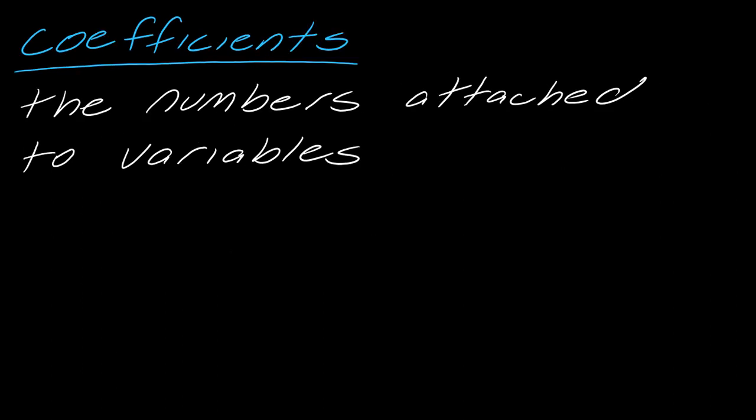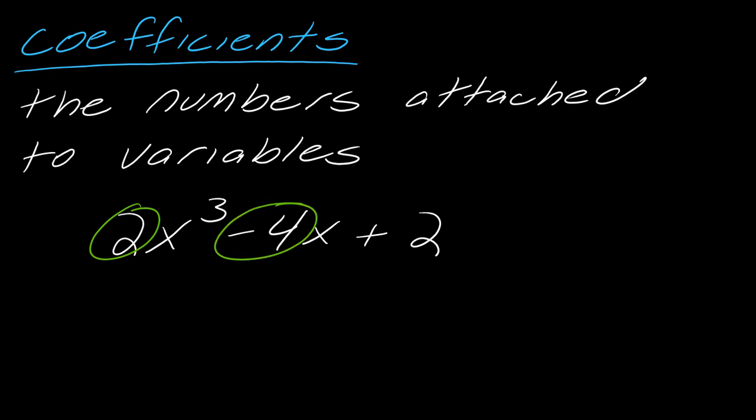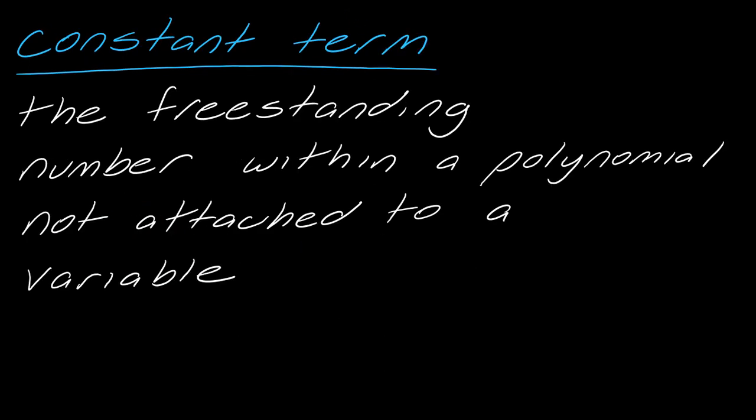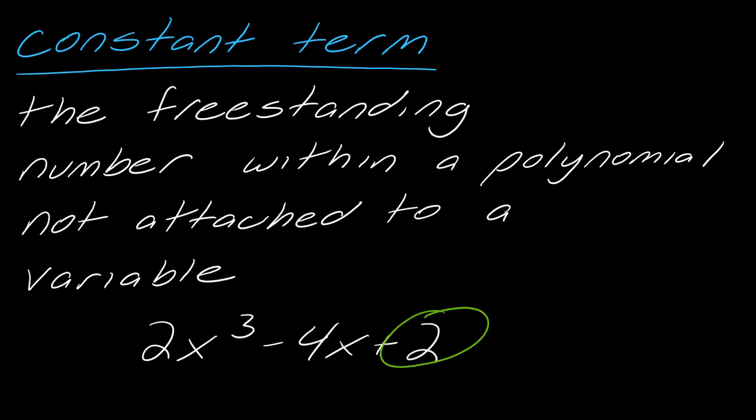So these are the numbers that are attached to the variables. This is a very important distinction. Using this example here, 2 and negative 4 would be our coefficients. This 2 here is not attached to a variable, so it gets a different term. That 2 is what we would call a constant term. This is the freestanding number within a polynomial, not attached to a variable. So this right here would be our constant.